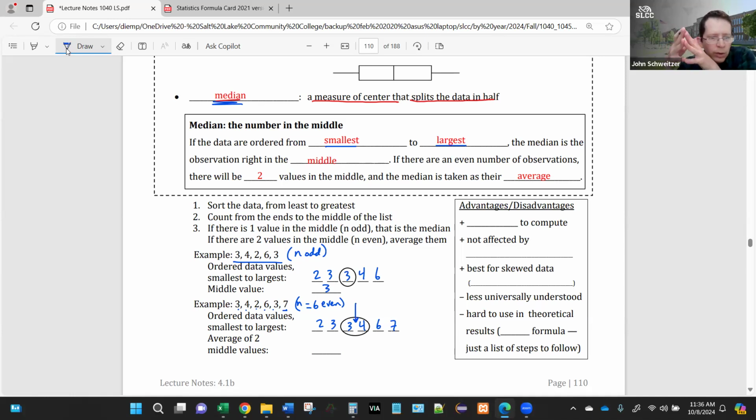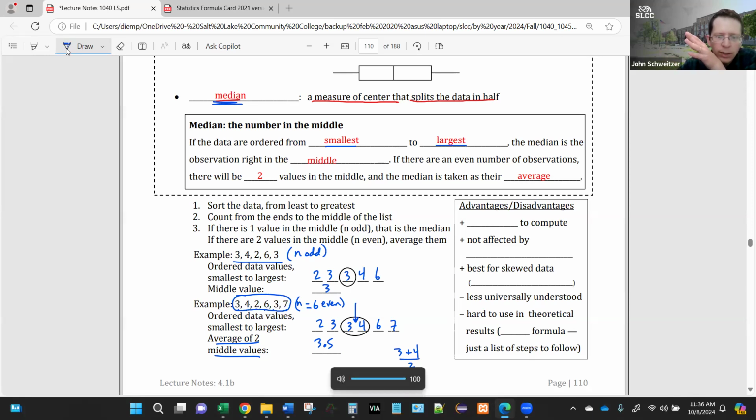There's 2 numbers in the middle. So what do we do with those? We're going to take the average of those 2. So we take the average of the 2 middle values. So 3 plus 4 divided by 2, that's 7 divided by 2, that's 3.5. Okay, so 3.5 is not a value in the original data set. That happens when you have an even number in your data set.